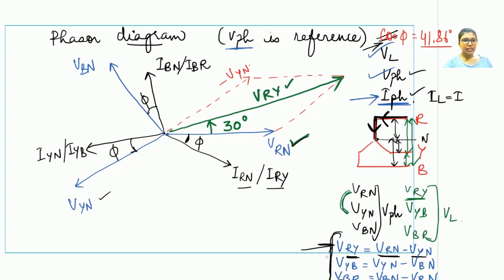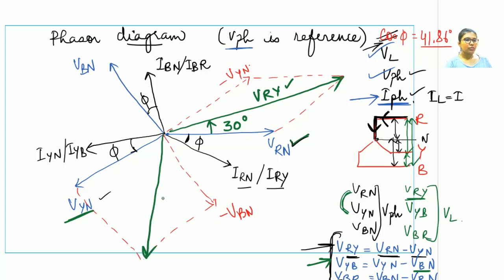Now coming to the second line voltage, which is VYB. VYB is the vector addition of the Y phase voltage and the negative of the B phase voltage. So let us draw the negative of VBN, draw a parallelogram, and this is the final line voltage, which is VYB.